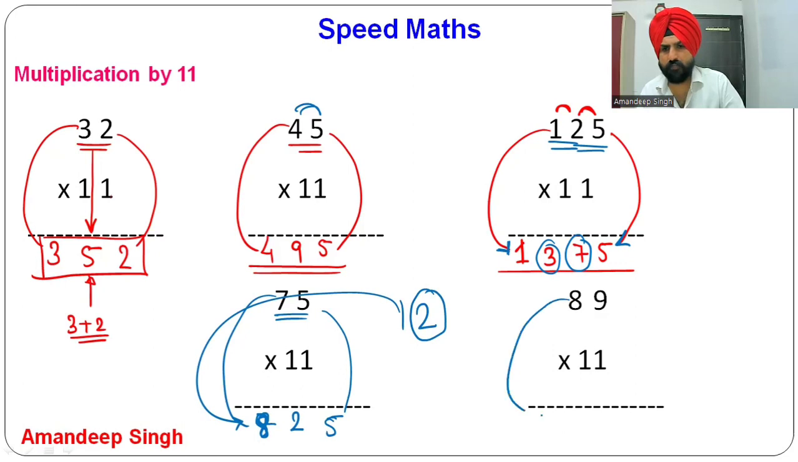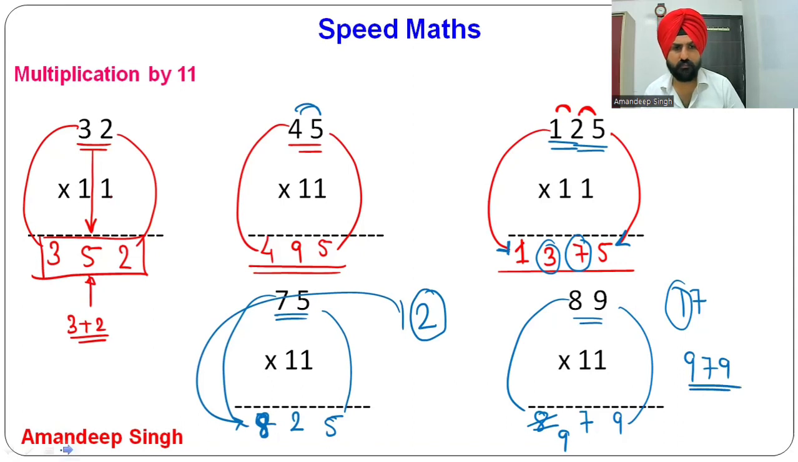89 into 11. I will write 8 at the leftmost place, 9 at the rightmost place. What is 8 plus 9? It is 17. So I will write 7 and this 1 will be for carry. So this will become 979. So 89 into 11 is actually 979, right?